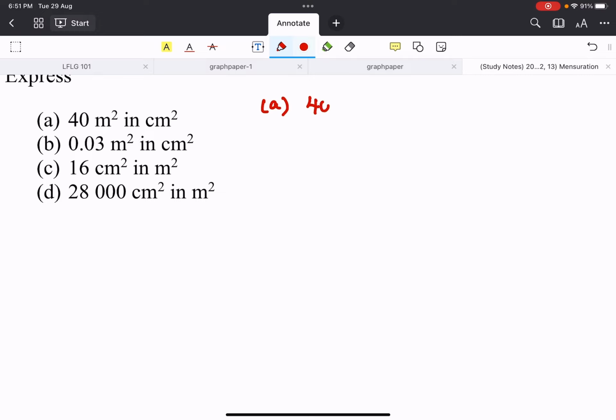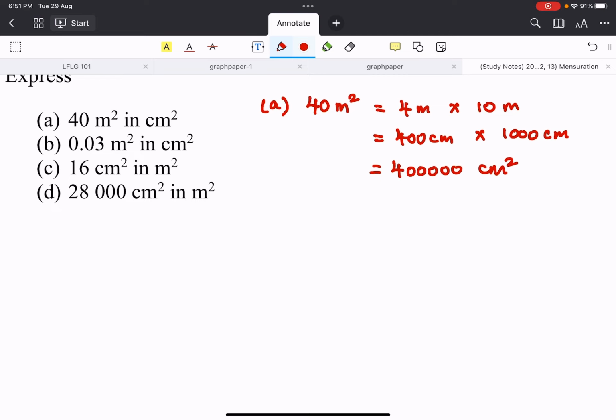I can write down 40 meters, and then square here. This is actually the same as 4 meters by 10 meters, right? I can break them down in this way. And if I want to convert them to centimeters, this will be 400 centimeters by 1,000 centimeters. So I put them back together, this will be 400,000 square centimeters.